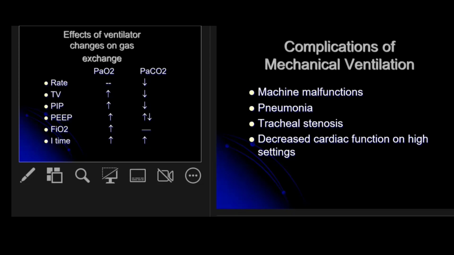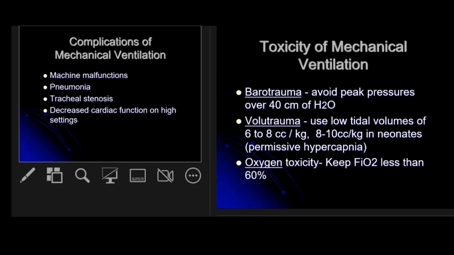Okay, so when we start talking about the ventilator, then we have to start talking about complications. Machine malfunction, pneumonias, tracheal stenosis, decreased cardiac function on high settings. Now, of these, the only ones we really need to worry about is this one down here at the bottom. Okay, because if you use too much pressure, then you can impede your venous return to the heart, and therefore you can cause hemodynamic instability. And we'll talk about that in a minute.